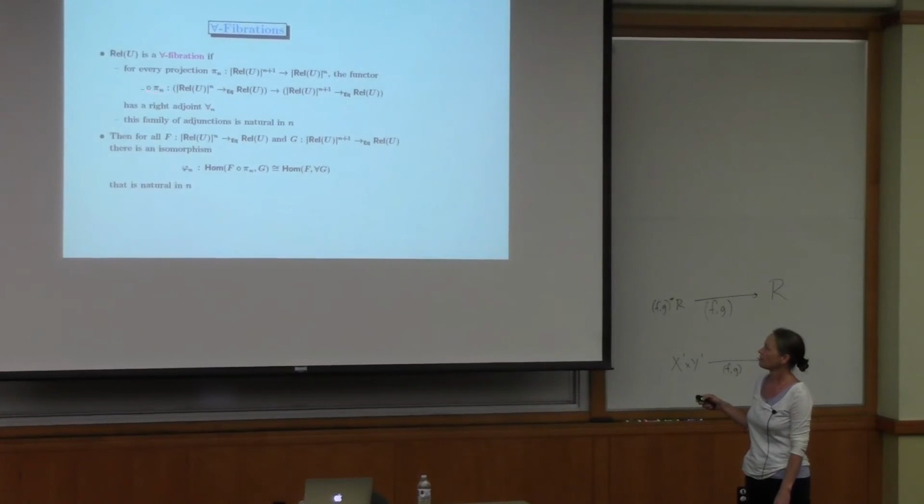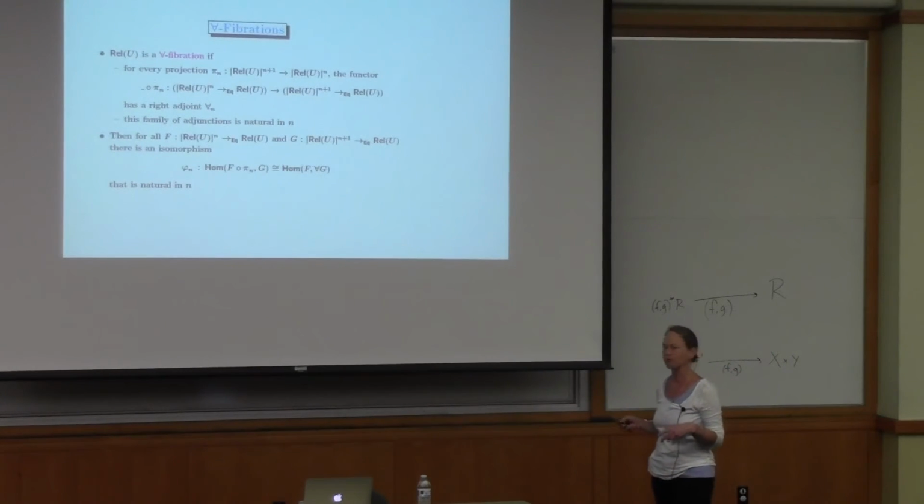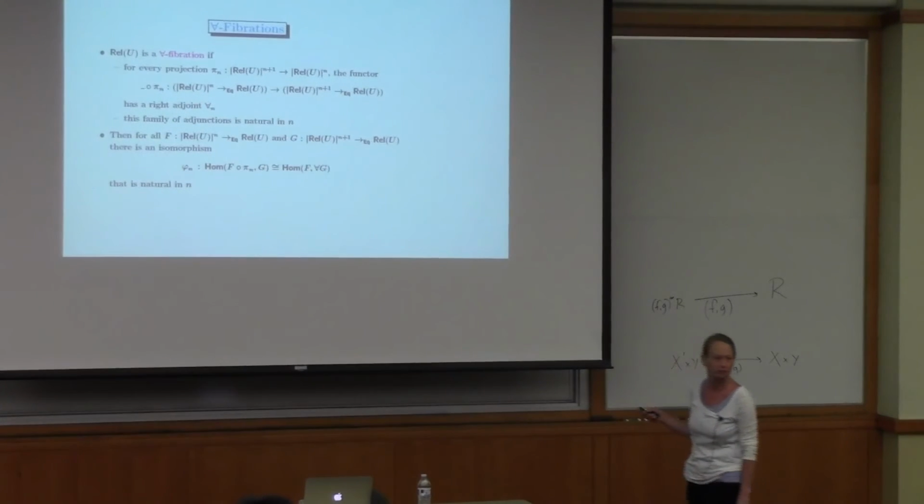this map, precomposition with projection, having a right adjoint for all means this. Do you remember this characterization from Ed's lectures? It means that if I pick any F and any G and I look at the homomorphisms from F composed with pi n, so that's like applying this functor to F, going from there into G, that's the same thing as going from F into the right adjoint applied to G. Do you remember that characterization from Ed's lectures?